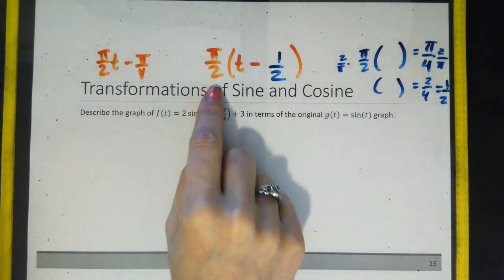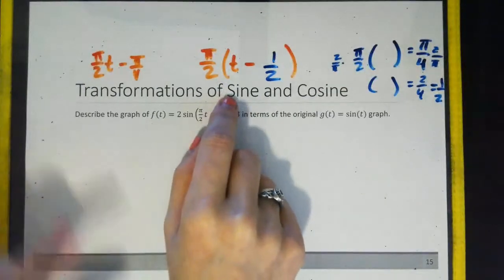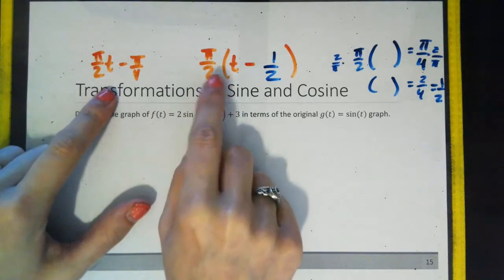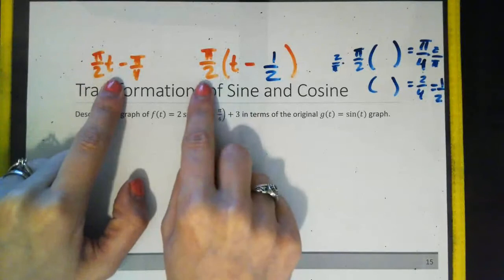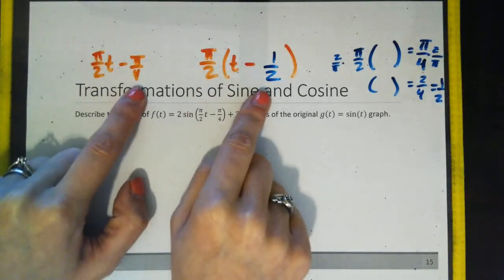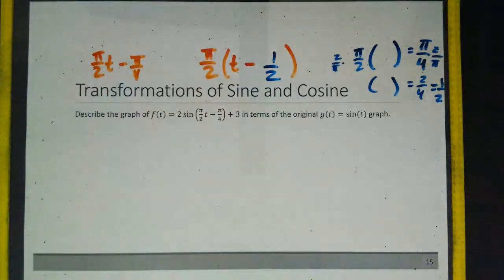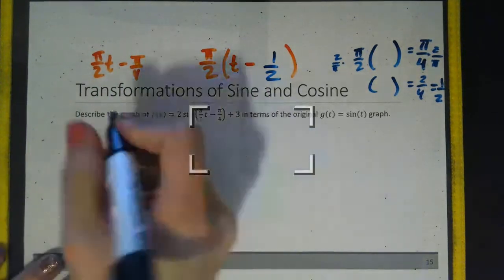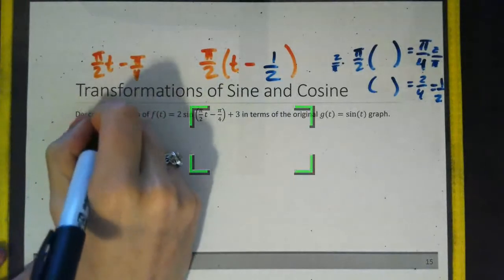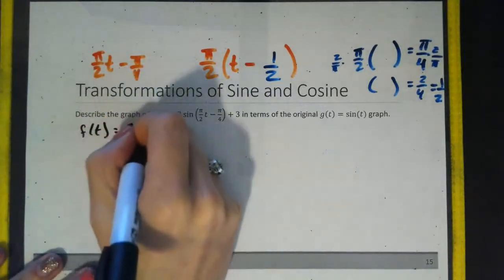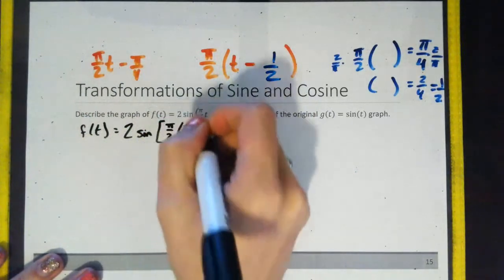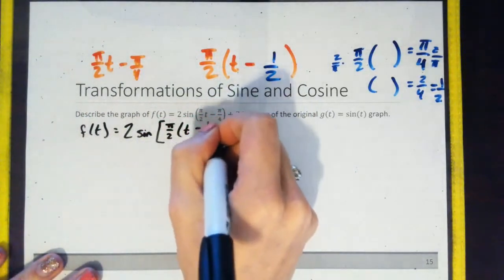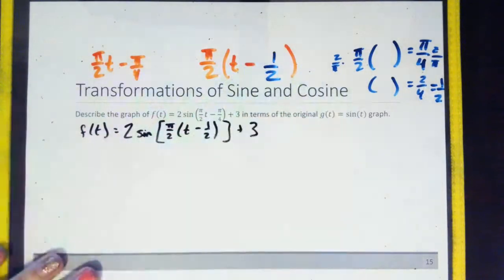So once I have my values in here, I need to make sure it matches the original. So pi over 2 times t is pi over 2 t minus sign. Pi over 2 times 1/2 is definitely pi over 4. So that's right. I'm going to rewrite my original formula in this factored form. So we have f of t is equal to 2 times the sine of, we factored out pi over 2, it left us in parentheses with t minus 1/2, and then plus 3.